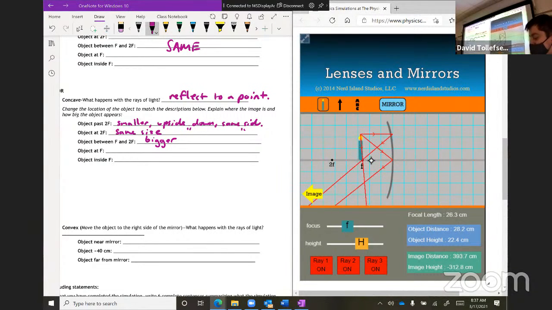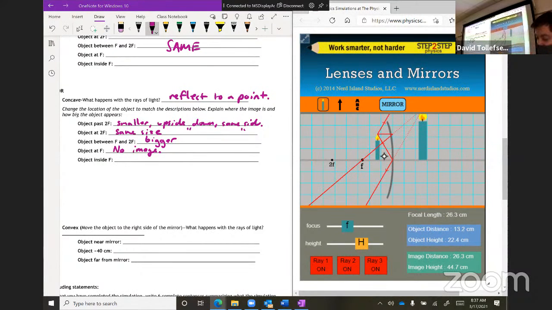What happens at F? It freaks out again, so it disappears. So I can go between 2F and F again. Say what? You go between 2F and F again. So it gets bigger.